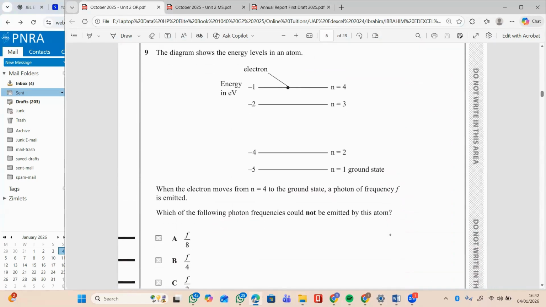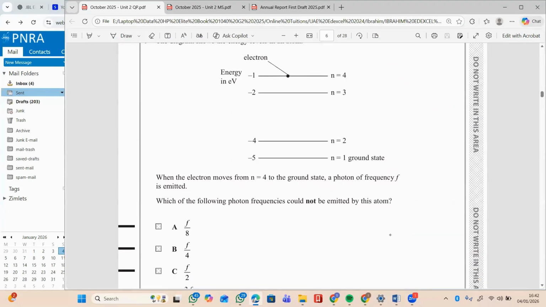The diagram shows the energy levels in an atom. When the electron moves from N4 to the ground state, a photon of a frequency F is emitted. Which of the following photon frequencies could not be emitted by this atom?